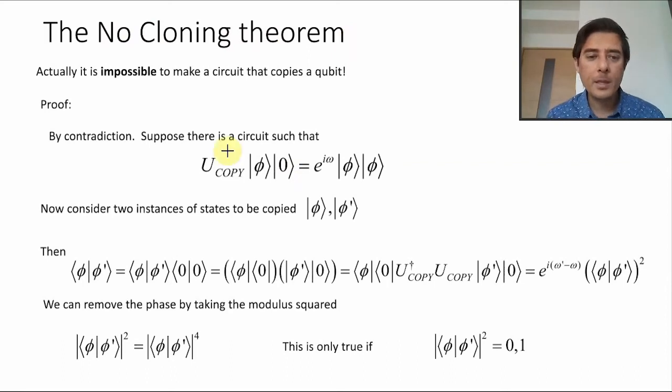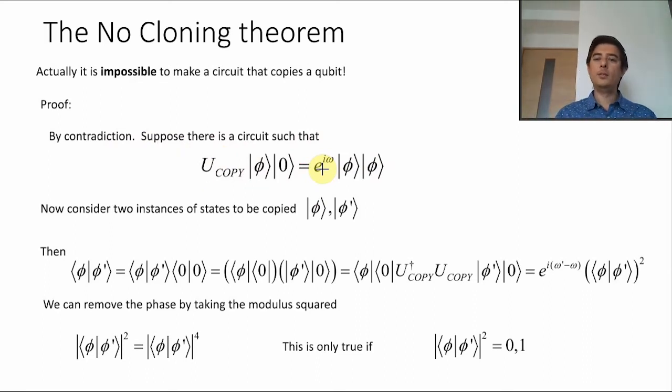So let's see why this is, or let's write down a proof of why this is. We're going to do this by contradiction. So suppose there's a circuit such that it achieves the thing that we want. What we're going to do is first suppose we write some circuit, and if we get some nonsense at the end, that means that our assumption was impossible. This is proof by contradiction.